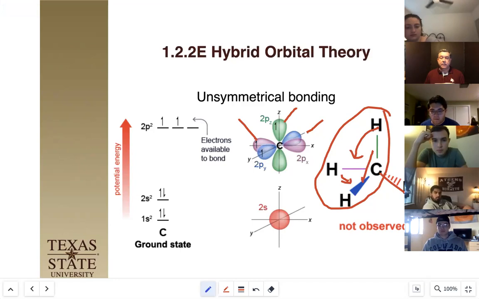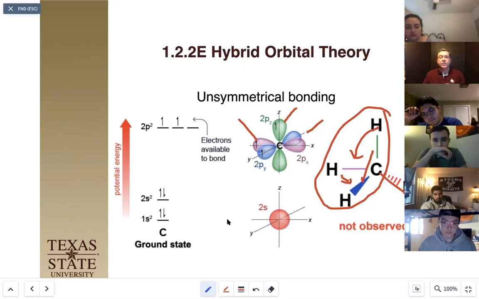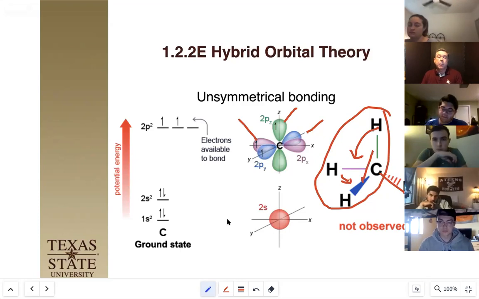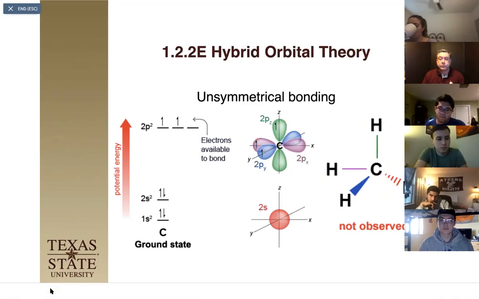But we don't see this, okay? So that means there must be something else going on, because we don't see this unusual structure. We see 4 equally spaced bonds. So now we have to account for this, and we account for this by trying to blend these together in what we call a hybrid orbital.